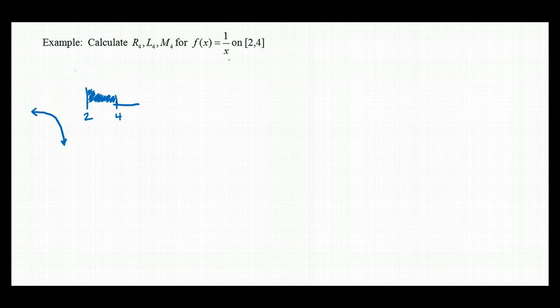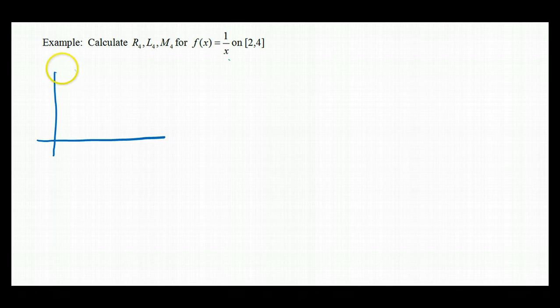So let me blow this up a little bit. Let's erase this and just focus on that first quadrant. And we'll go ahead and draw the curve, and we're interested in the area between 2 and 4. Alright, so here's my function, f of x equals 1 over x. And the very first thing that I'm going to do is write out the formula for R4.